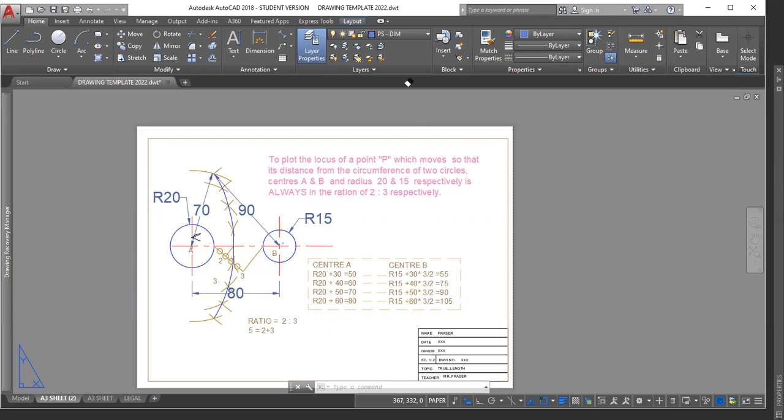So let me recap how to do this. The first thing to do would be to establish your center lines. Then we will draw corresponding circles at 80 millimeters apart. The next step would be to establish our ratio. 2 to 3 is 5. So we would divide the space between both circles into 5 equal parts to establish where the ratio falls on this line.